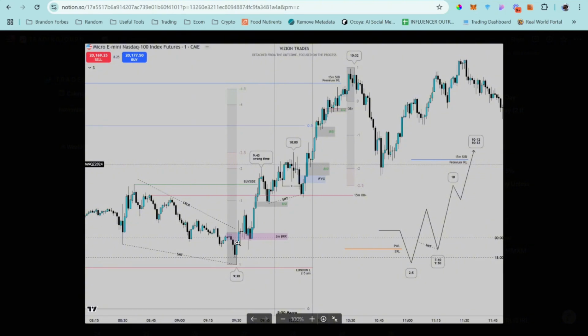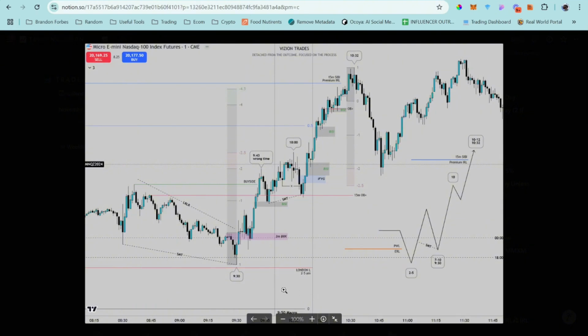Then we have our change in state of delivery level right there. You can see price is respecting it perfectly, and we have this 3-minute breaker block right here, where we have a high, a low, and a high. So we mark this out. It's our 3-minute breaker, and price is respecting that really nicely. So you could take a long off that, but typically I wait for macro time to enter.